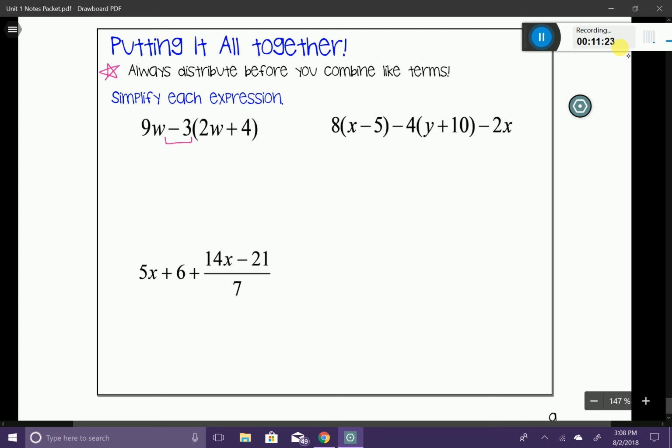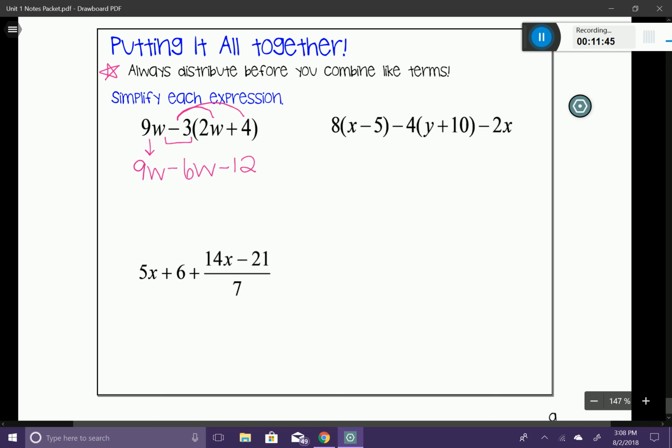So I'll deal with him later. And actually, I'm just going to rewrite him. I'm just going to kind of bring him down. We don't need him right now. I'm going to distribute negative 3 into 2w. So negative 3 times 2w is going to leave me with negative 6w. And then distribute negative 3 into 4. That's going to leave me with negative 12.